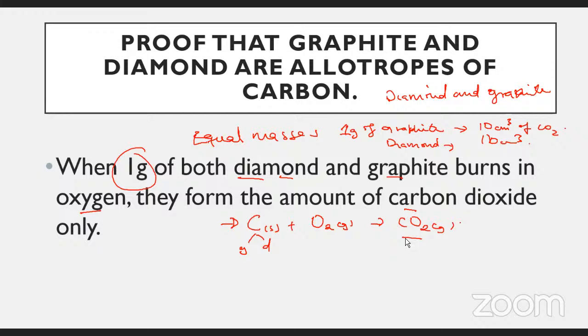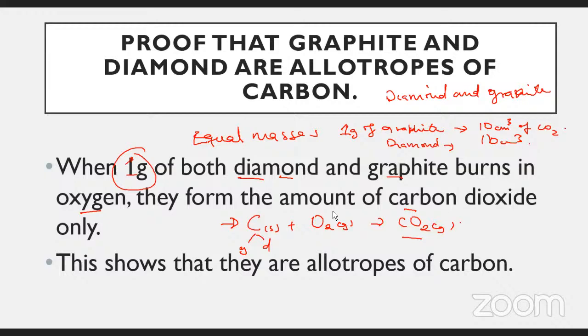Certainly they can ask us to prove that, so that's what you do. If you don't want to use the 1 gram, then you can say when equal masses of both diamond and graphite are burnt in oxygen, they form the same amount of carbon dioxide only. So this shows that they are atoms of carbon.